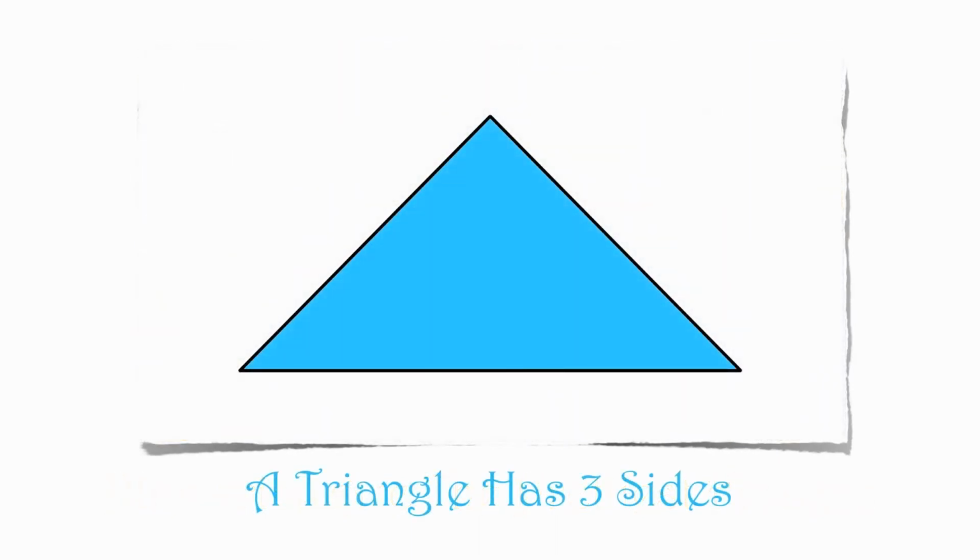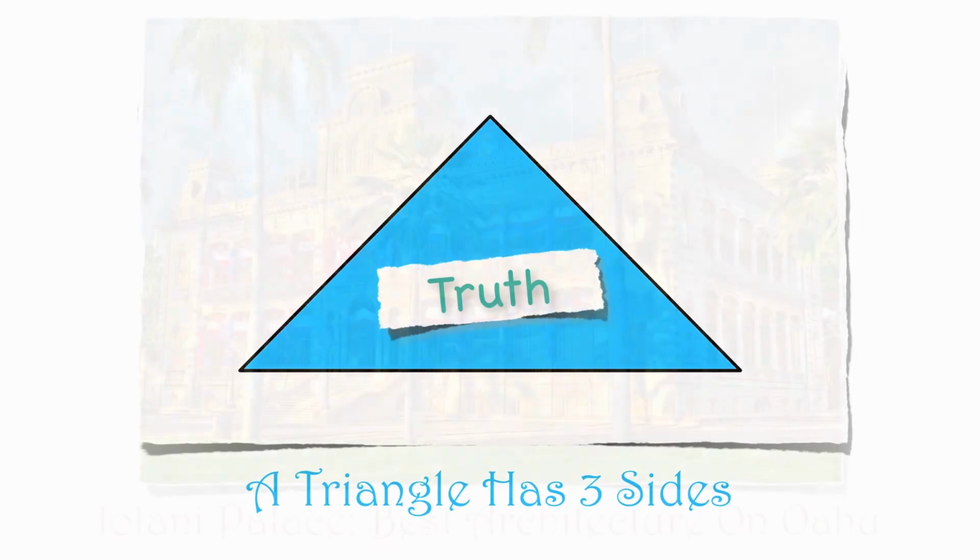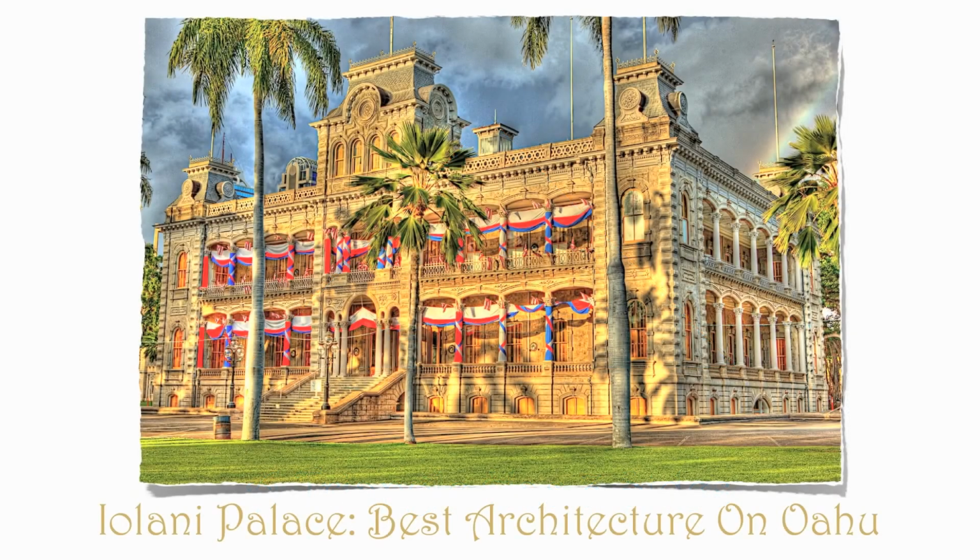How about a triangle has 3 sides? Is that a truth? Yeah, sure it is. That applies to everyone. Iolani Palace, best architecture on Oahu. Well, Iolani Palace does have some very unique architectural features, both inside and out. But it being the best architecture, that would be an individual thing and would fall under taste, right? Yeah.